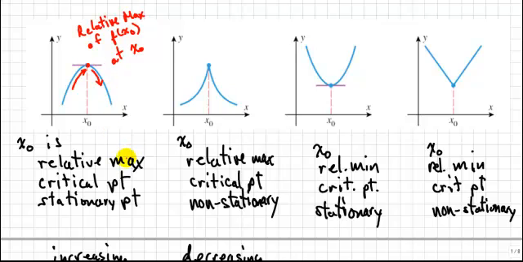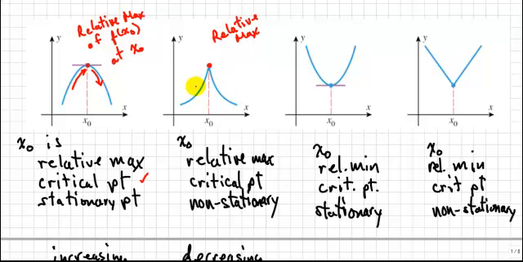This point, right, where you get that relative max, is called a critical point. So look to this next diagram. We've got another relative max, right? Here's a relative max. Again, you could say the relative max is f of x naught at x naught.